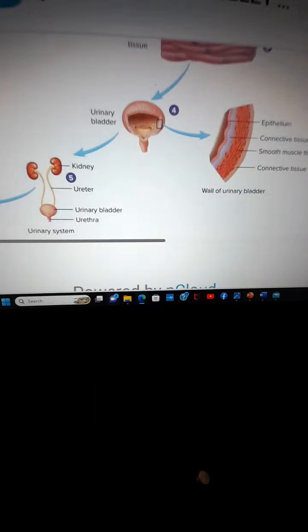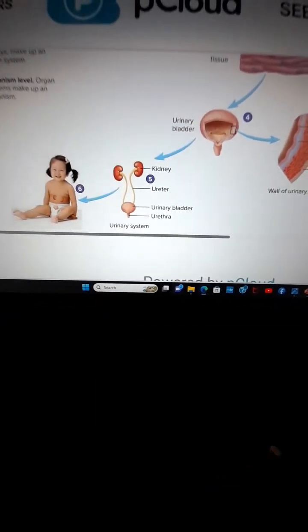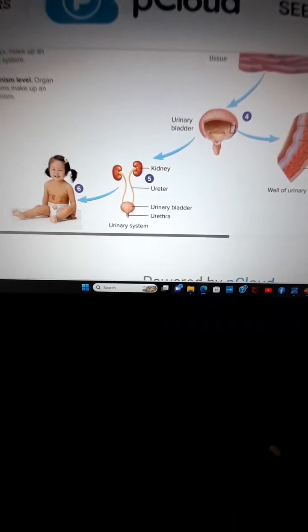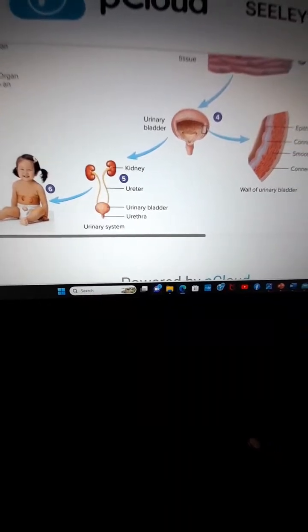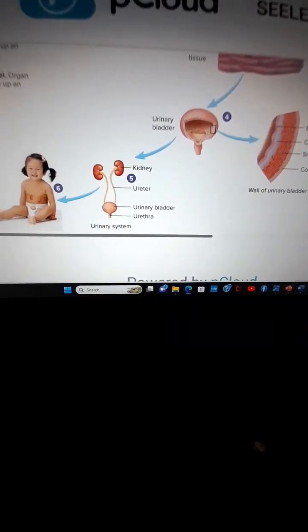Now, here you have the urinary system, and it contains your kidneys, ureters, and your urinary bladder, urethra. Test question: name the structures of the urinary system. These are test questions. Name the structures of the urinary system.